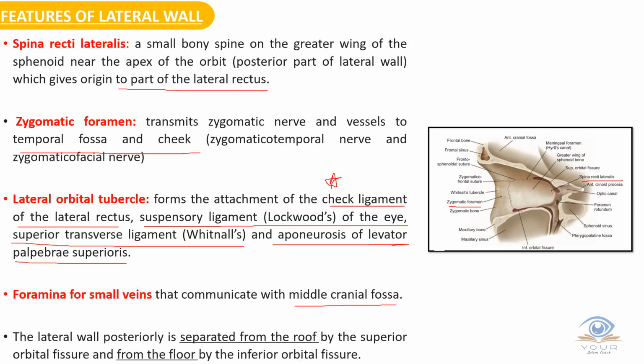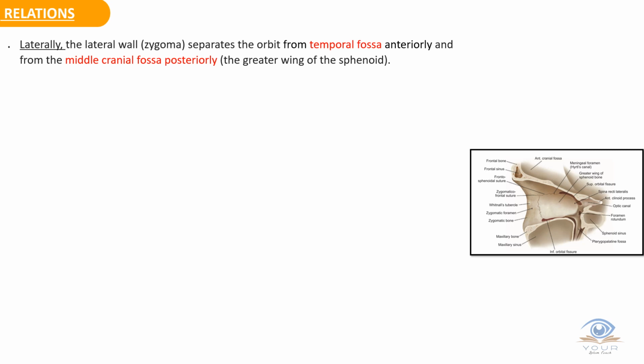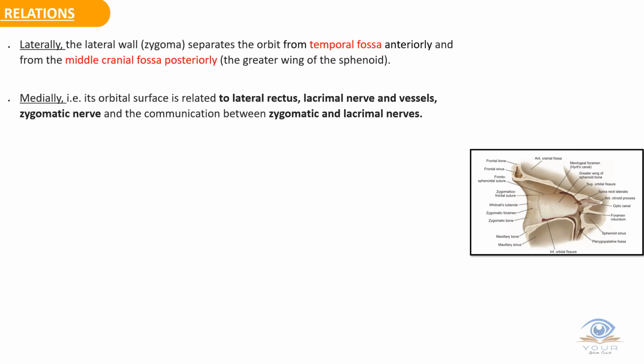The lateral wall is posteriorly separated from the roof by the superior orbital fissure and from the floor by the inferior orbital fissure. As you can see, here is the superior orbital fissure and here is the inferior orbital fissure. Coming to the relations, laterally the lateral wall, that is the zygoma, separates the orbit from the temporal fossa anteriorly and the middle cranial fossa posteriorly. We had discussed this in the first presentation, the introduction to the orbit. So please go back there and get a better idea.